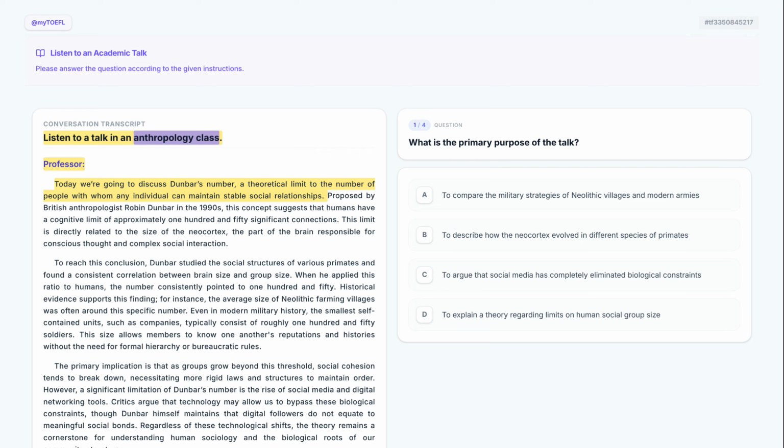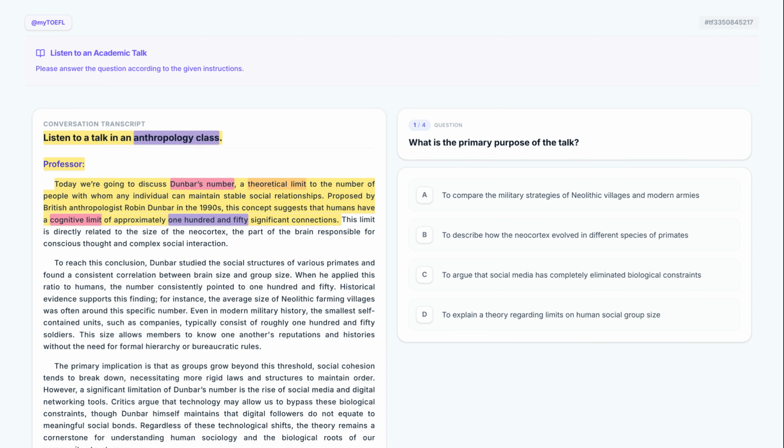The professor immediately introduces the core topic, Dunbar's number, defining it as a theoretical limit for maintaining stable social connections. Proposed by British anthropologist Robin Dunbar in the 1990s, this concept suggests that humans have a cognitive limit of approximately 150 significant connections. Here, the speaker provides the specific numerical value of the theory, suggesting a cognitive limit of about 150 connections.